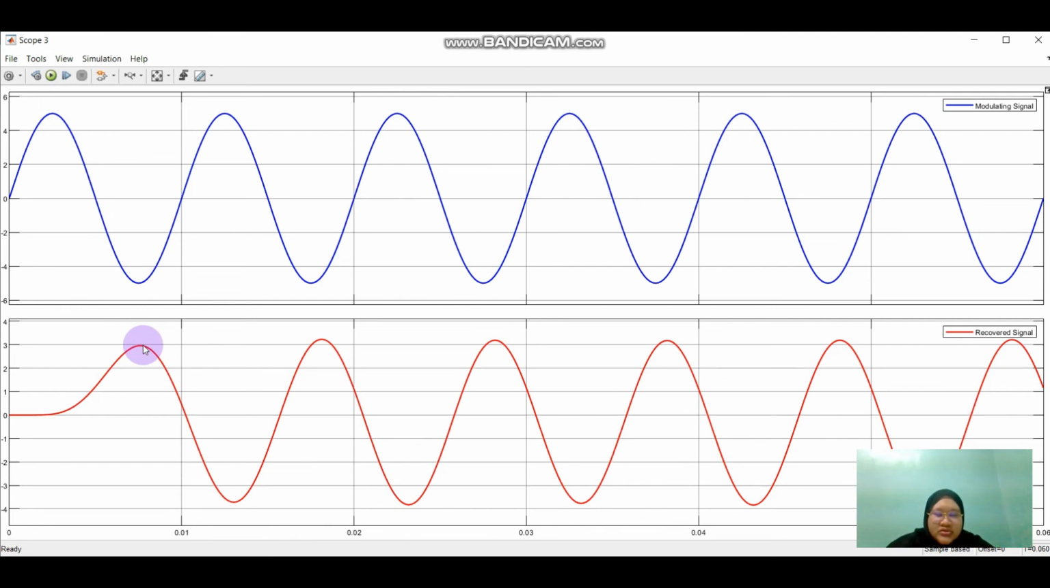We know in the quantization process, if the value is 3.4, it will be rounded off to 3. That's why the recovered voltage will not be exactly the same as the modulating signal voltage. That's all from me. Thank you.